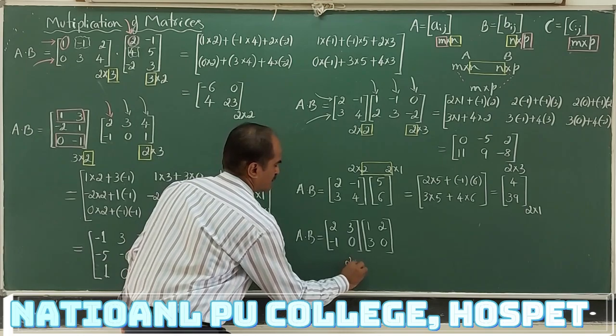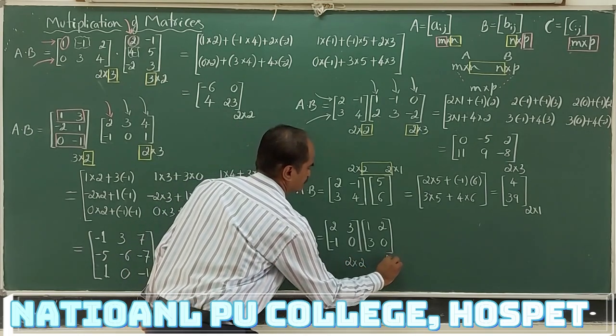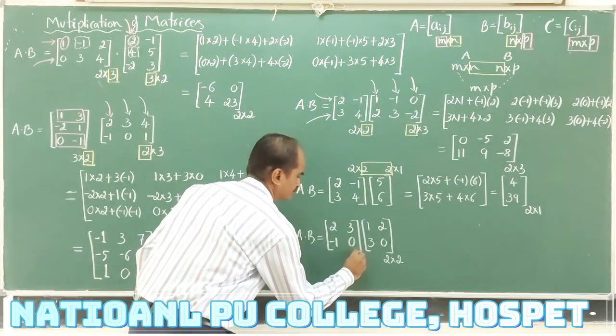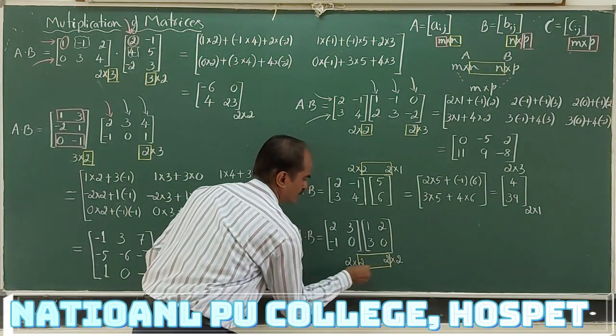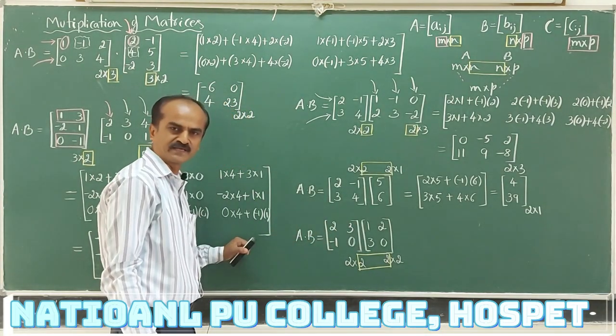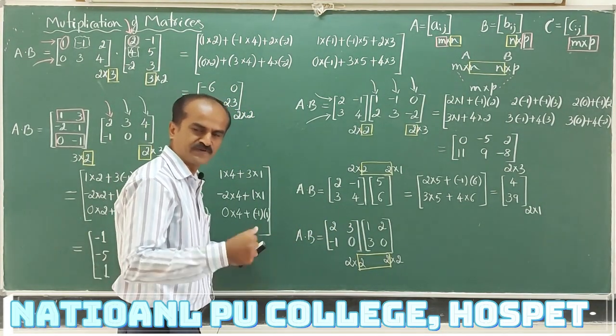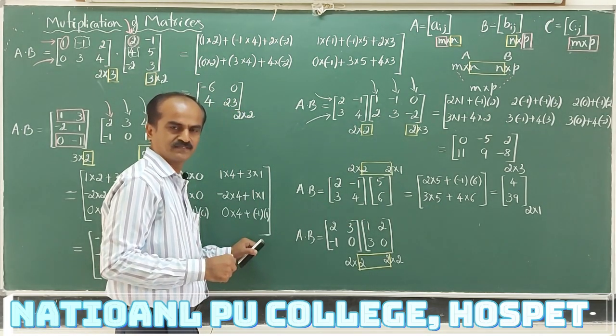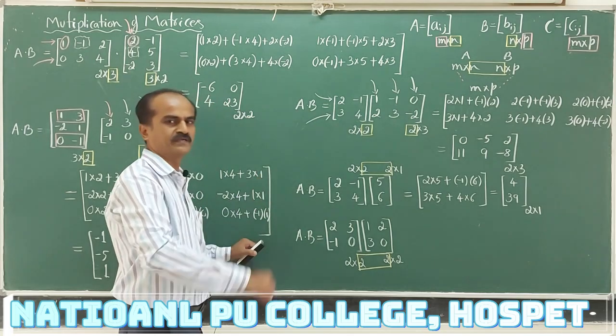What is the order of first matrix? 2 by 2. Order of second matrix? 2 by 2. Number of columns of first matrix same as the number of rows of second matrix. Multiplication is well defined. What is the product of these two matrices? A matrix of order 2 by 2.